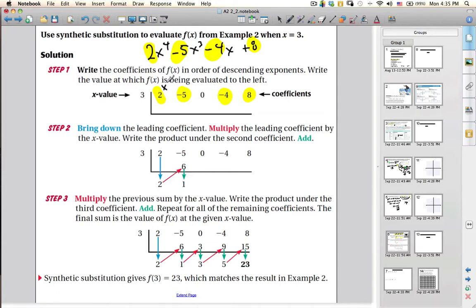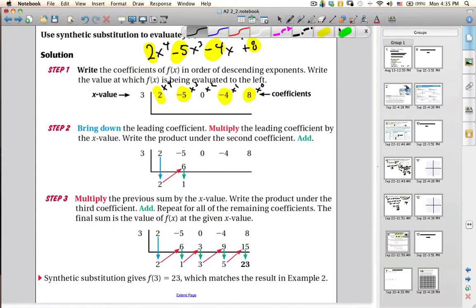So this is for x to the fourth. This is for x cubed. This is for x squared. That's for x to the first power. And this is for x to the 0 power, or the constant. So you see, I have to account for every one in its place. So when one is missing, I put in a 0. Okay, so this is just starting out.